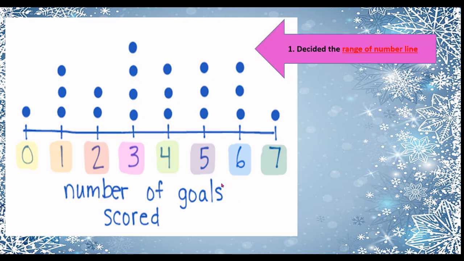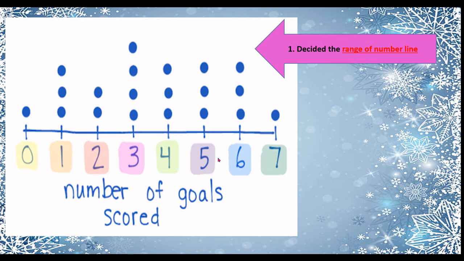Okay, so this is how we are going to draw our dot plot. First, I have to decide the range of the number line. Range, lingkungan. So from number 0 until 7. If the number of goals scored focuses on number 2 until 7, then you do not need to put your 0 and 1. Understand or not, girls? You must keep a continuous number line. You cannot skip a number.